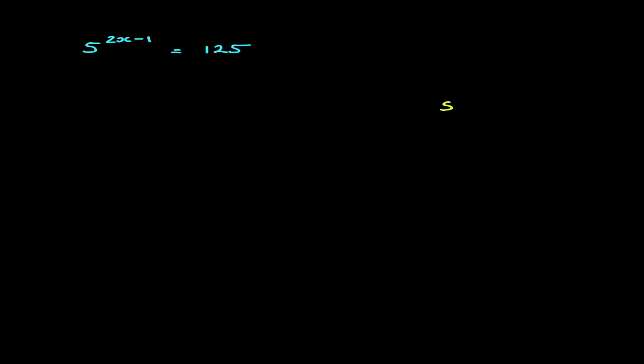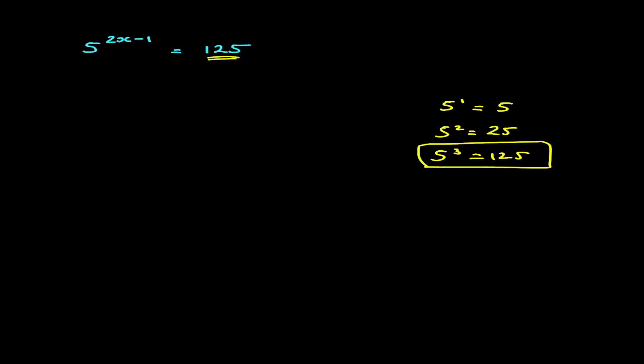So step 1, let us write out all the powers of 5. 5 to the power of 1 is 5. 5 squared is 25. And 5 cubed is 125. Boom, that's what we were after. So instead of writing 125, we could write 5 cubed. So you could probably take it from here. So instead of 125, that's 5 cubed. And now the bases are exactly the same. So we could say the indices must equal one another.